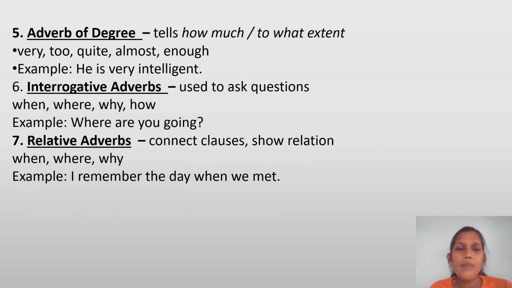Adverb of degree tells how much or to what extent. For example, very, too, quite, almost, enough. He is very intelligent.